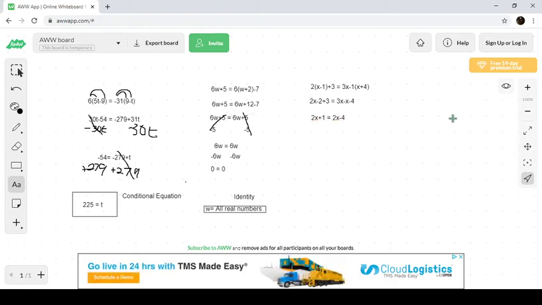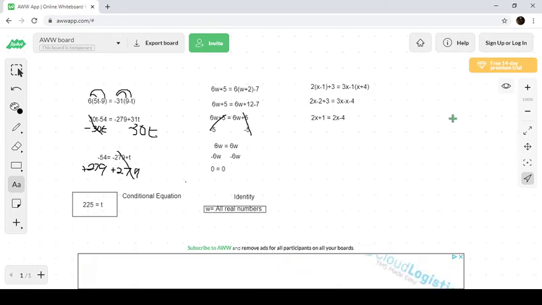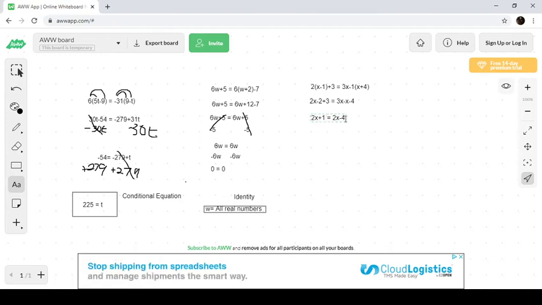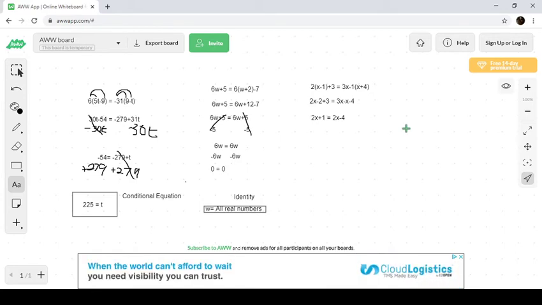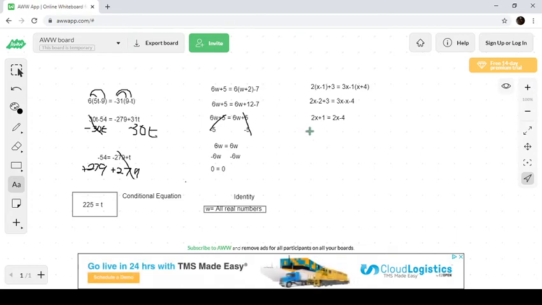And here we have something very interesting. This says 2x plus 1 is the same thing as 2x minus 4. Well, that doesn't make a whole lot of sense. We can't add 1 to something and have it be the same thing as subtracting 4 from that same thing. Really does not make any kind of sense. But again, we can keep trying to solve this.